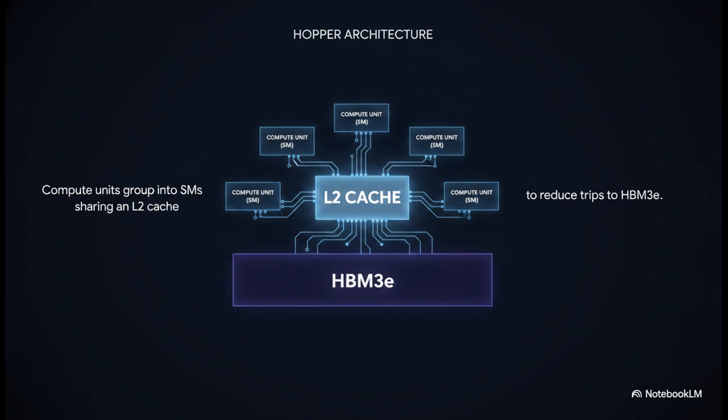Well, the H200 is built on Nvidia's Hopper architecture. Inside, the compute units are grouped into what we call streaming multiprocessors, or SMs. These SMs share a really large L2 cache, and the whole point of that is to reduce repeated trips out to the main HBM3E memory. To keep everything super efficient, the architecture prioritizes keeping data as close to the computation as possible. It uses a very strict memory hierarchy, fetching from the massive global memory, caching it locally, and then reusing it to save both time and energy.